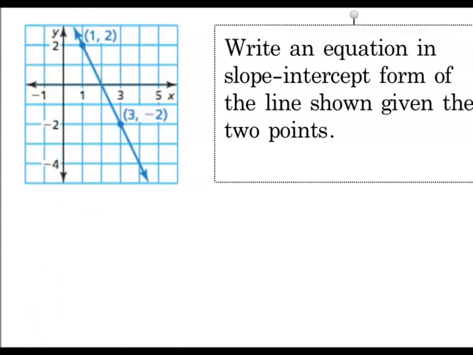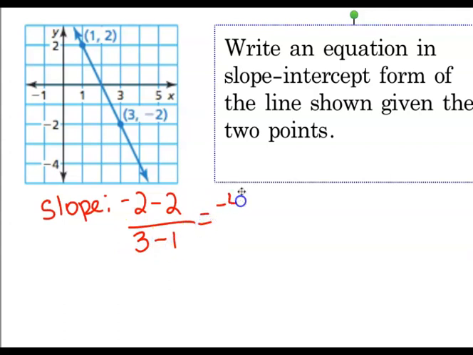So now this is the same idea as we did yesterday, but the difference is you're not given the y-intercept. So you're going to have to find the slope, and if I were you, I would find that first. So let's find the slope of this line. I know it's change in y, so -2 minus 2 over change in x, which is 3 minus 1, which is -4 over 2, which gives me a slope of -2.